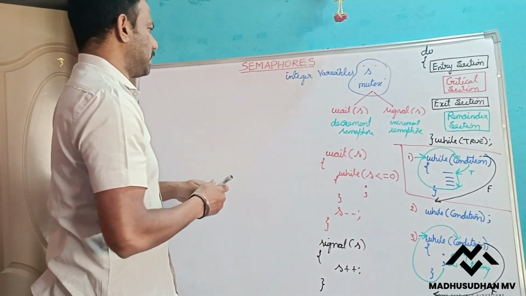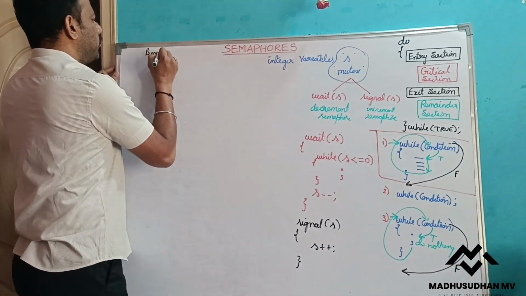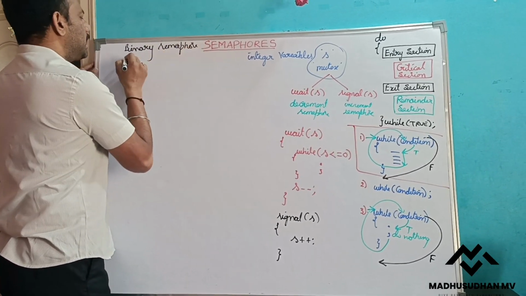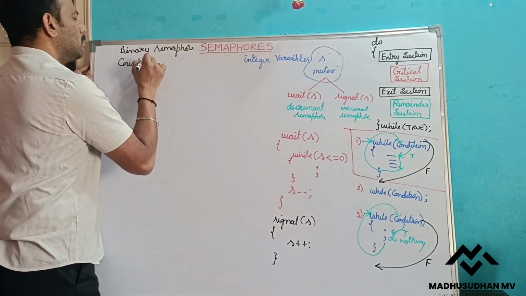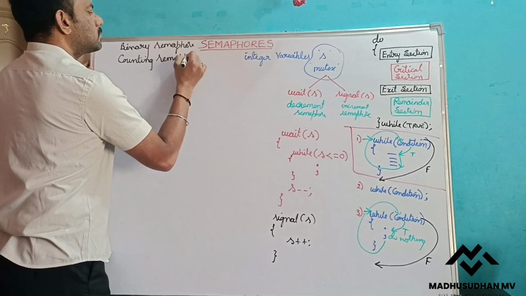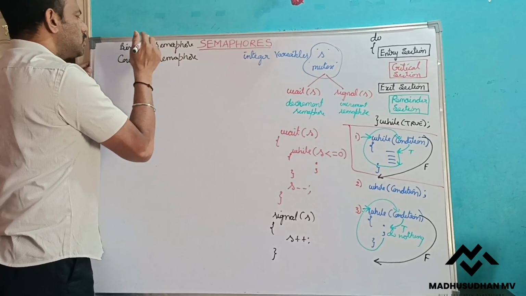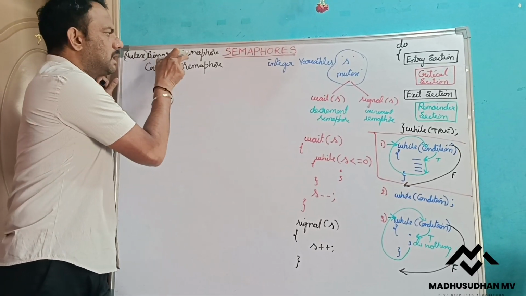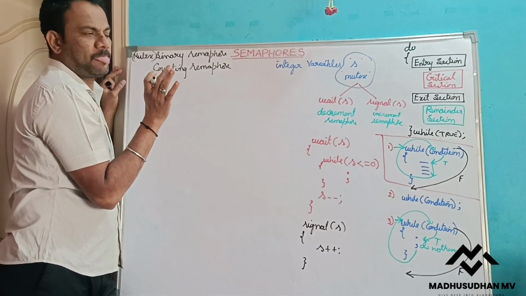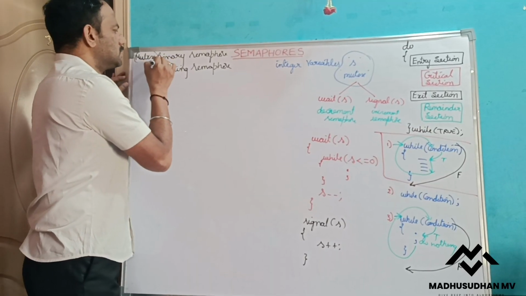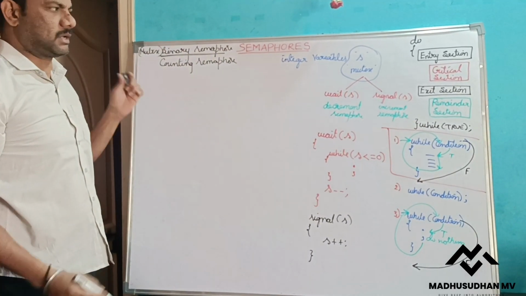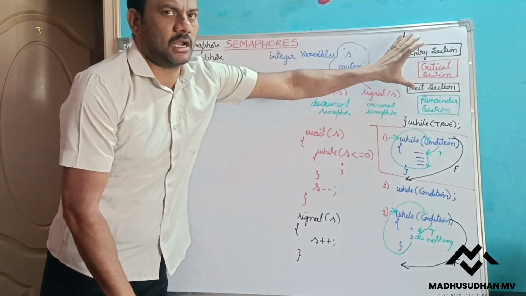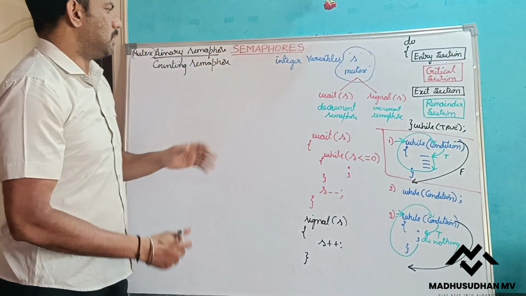There are two types of semaphores. It may be a binary semaphore, or it may be a counting semaphore. These binary semaphores are also called mutex. Now let us discuss binary semaphores, how binary semaphores work. Again coming back to the same thing: how the entry section and exit section will be implemented. That is the only thing among all these methods.